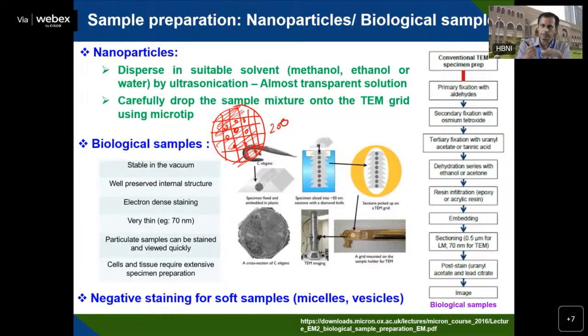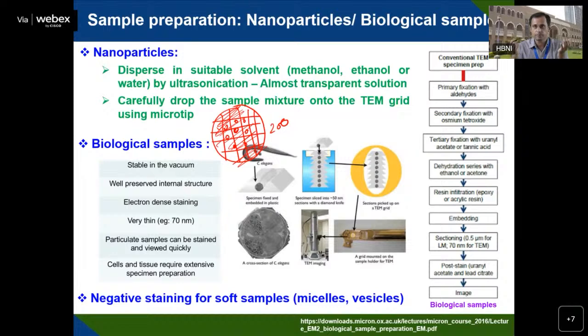When you drop cast, you don't pour multiple drops. Just one or two drops is sufficient, and the dispersion should not be very highly concentrated. Put a little dilute concentration, and then you can see the image. You get perfectly well separated particles.